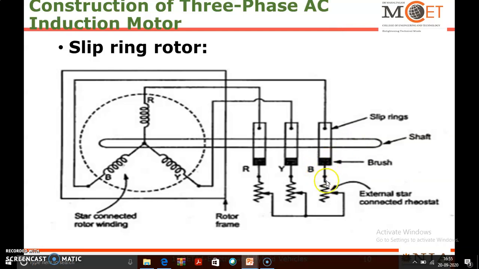The ends of the brushes are connected with resistors. These resistors are said to be external resistors, and they are also variable resistors. By varying these resistors, the rotor torque can be controlled and also the rotor speed can be controlled.